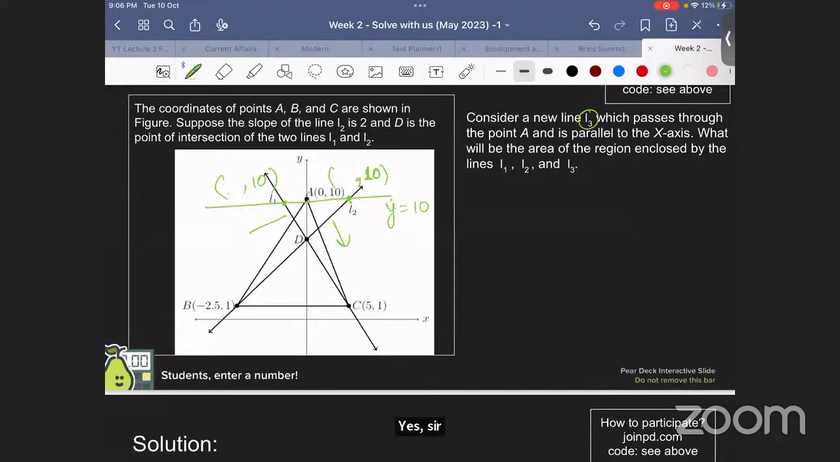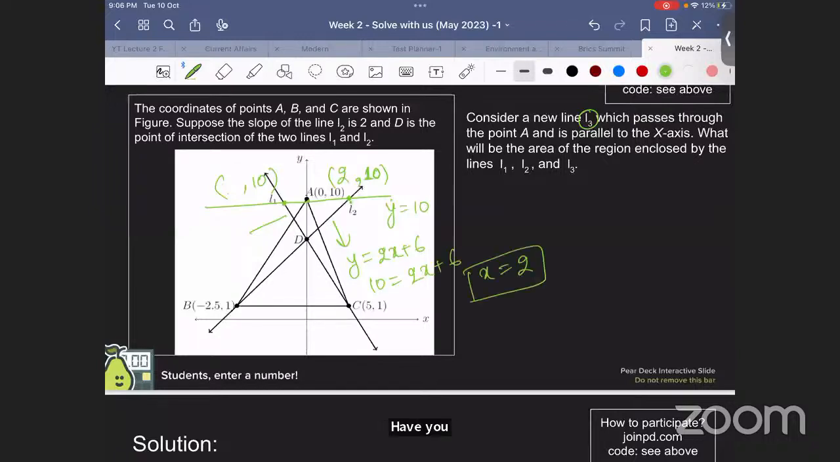Y is equal to x plus 6. No, y equals 2x plus 6. Y equals 2x plus 6, right? Okay, put the value of L here. What should be the value? 2x plus 6. So x will be what? 2, right? So here it will be 2 comma 10.